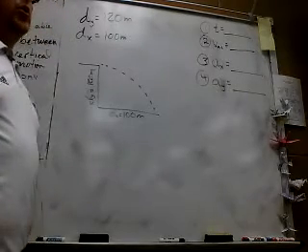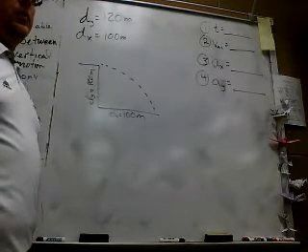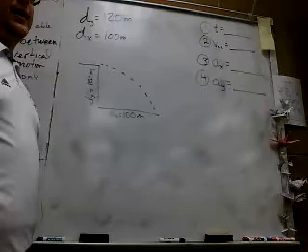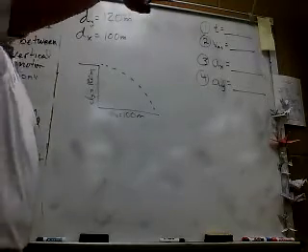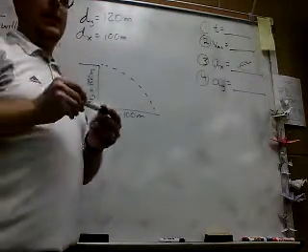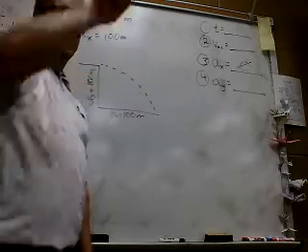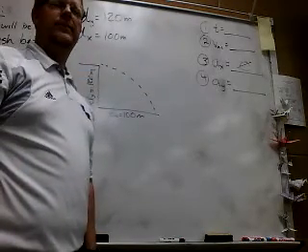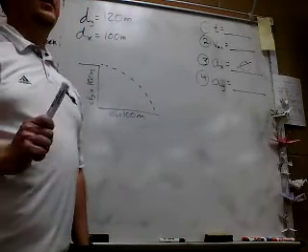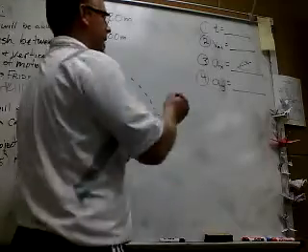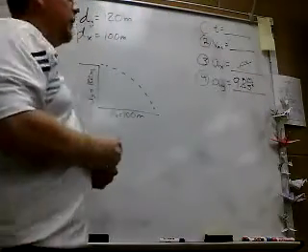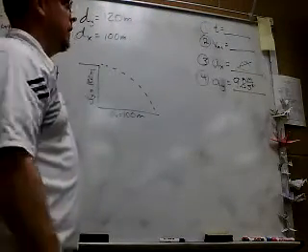What is the horizontal acceleration? It's 0. Why? Once it leaves the cannon, is it accelerating horizontally anymore? No, so that's 0. What about the acceleration in the y direction? What causes stuff to accelerate in the y direction? Gravity. 9.8 meters per second squared. So if you put 10, that's okay too, because they're about the same.